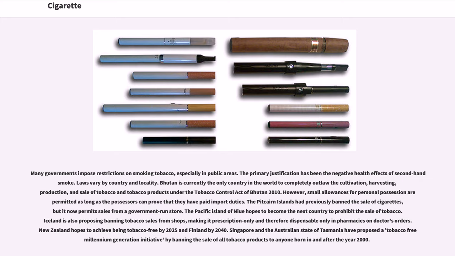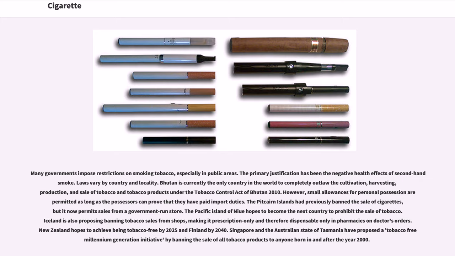However, small allowances for personal possession are permitted as long as the possessors can prove that they have paid import duties. The Pitcairn Islands had previously banned the sale of cigarettes, but it now permits sales from a government-run store. The Pacific island of Niue hopes to become the next country to prohibit the sale of tobacco. Iceland is also proposing banning tobacco sales from shops, making it prescription-only and therefore dispensable only in pharmacies on doctor's orders. New Zealand hopes to achieve being tobacco-free by 2025 and Finland by 2040.